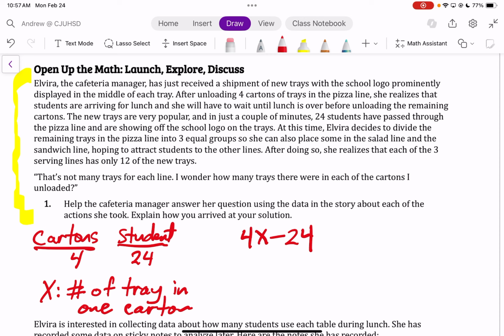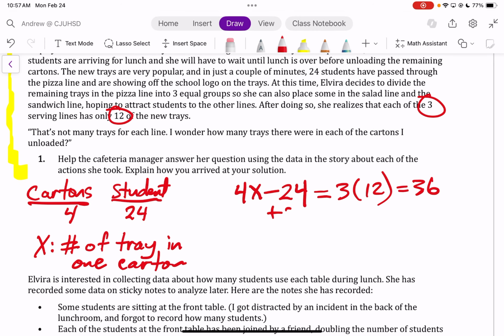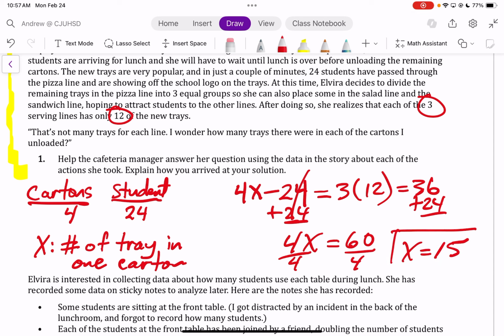Now, what could that be equal to? Well, later in the story, it says she's going to take the remaining trays and she's going to put them into 3 lines, and each line has 12 trays. Well, that means 3 times 12, or 36. Now, how do you solve that? Well, you add 24 to both sides of the equation, equal sign. So 4x is 60, and then you divide by 4. So 15 trays in each of the cartons.